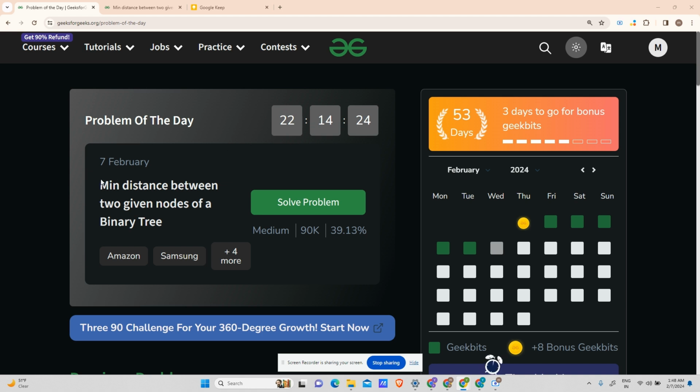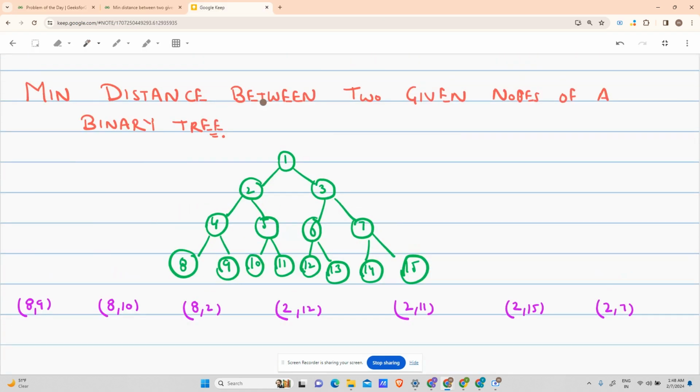Today we will be solving the 54th problem of the day. And today's topic is minimum distance between two given nodes of a binary tree. Okay, let us have a look at the problem. So this is the problem.